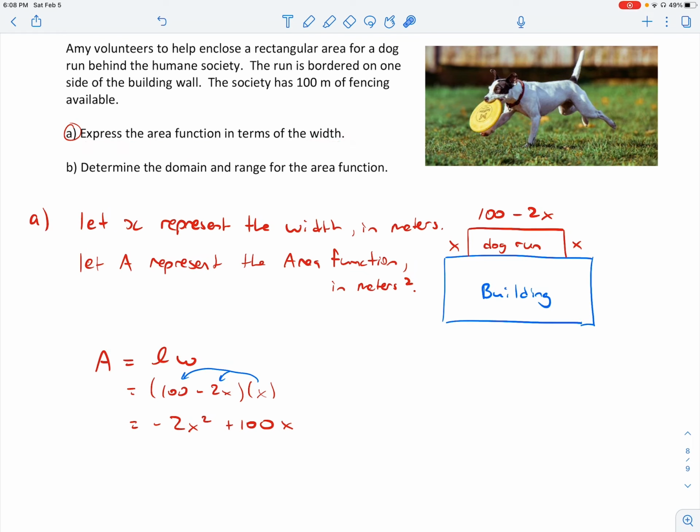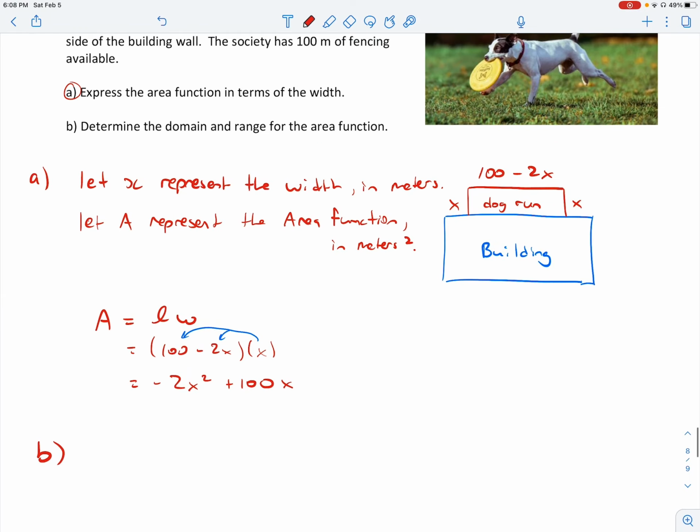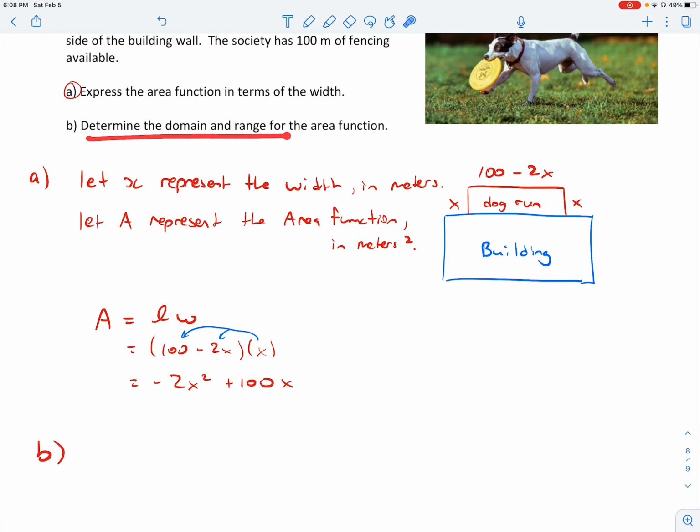So when you're doing questions like this, you will always need to start off with one of these statements. You're going to have to introduce a variable x, and you have to let it represent something. Usually it'll be what they're asking for in terms of the width. All right, and part B. Part B says determine the domain and range for the area function. So notice this is now a nice equation, this area function. How about we graph it? We will use Desmos to do this.